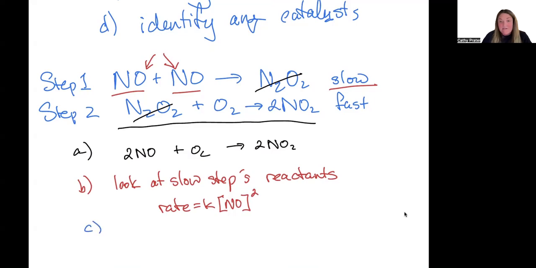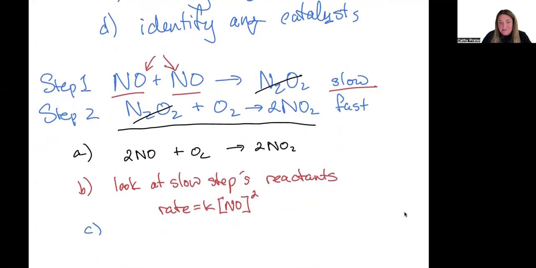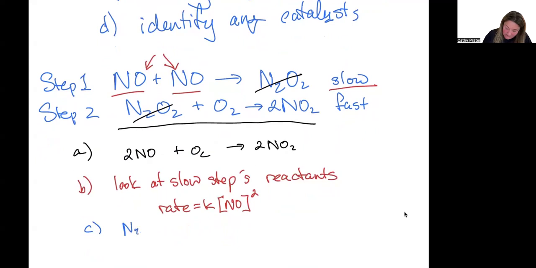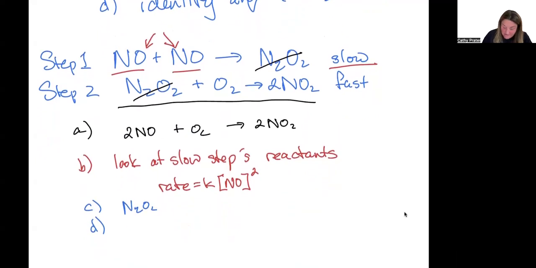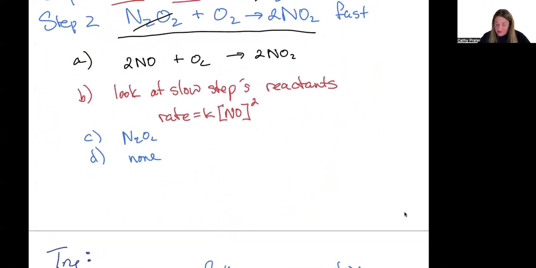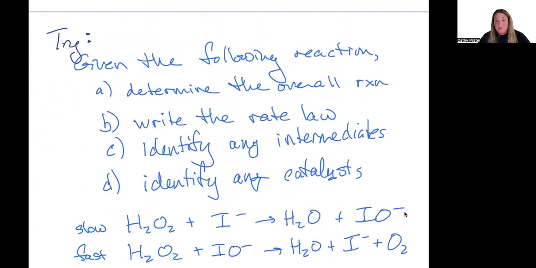C, identify any intermediates. N2O2 is an intermediate. D, identify any catalysts. For this reaction, there were no catalysts. Now there is one for you to try.